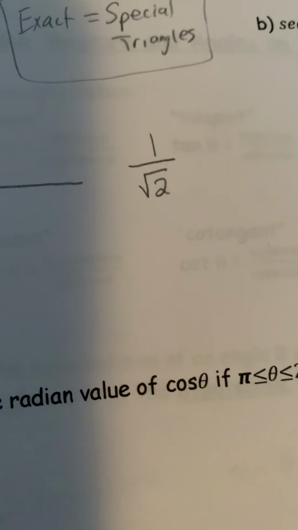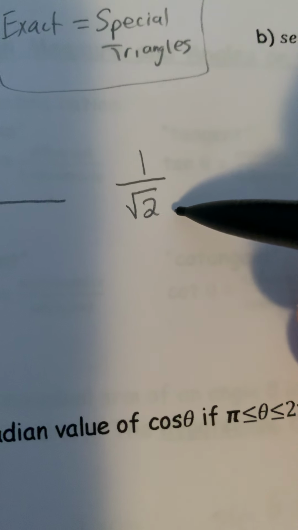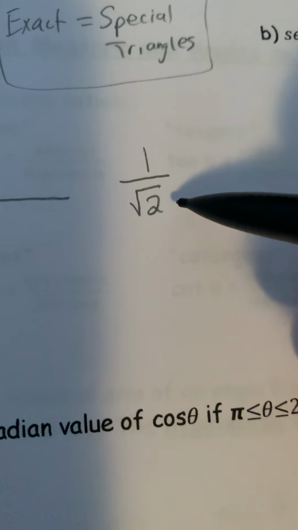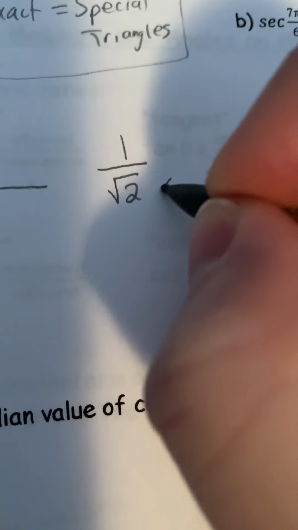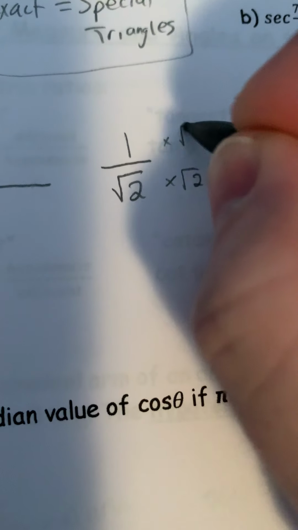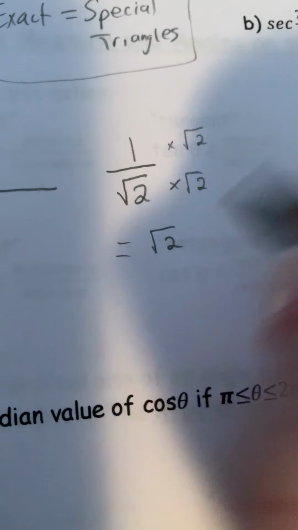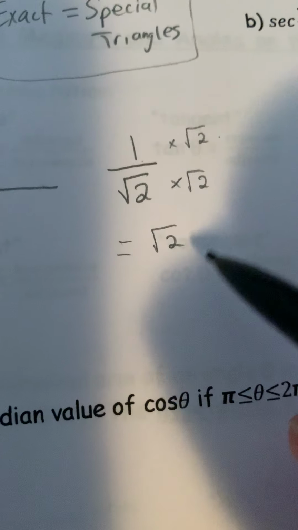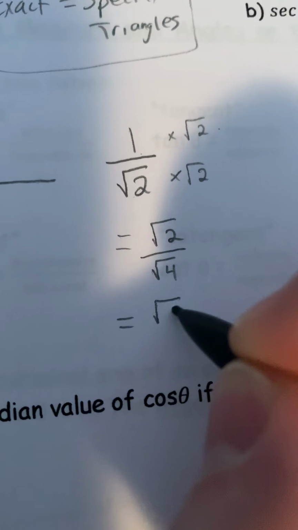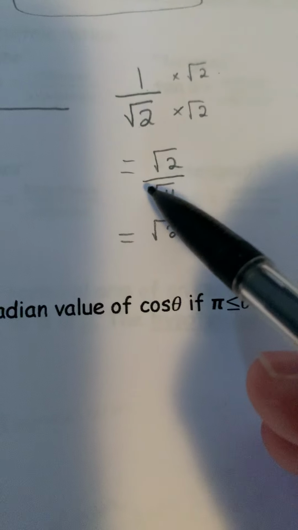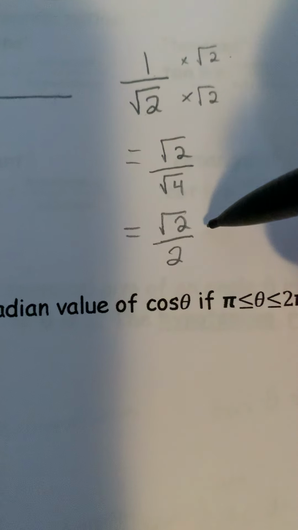I'm not sure if you remember doing this in grade 11, but we have a radical in the denominator, and we don't want a radical in the denominator. So we have to get rid of this radical, and the way you do it is you multiply by itself. We multiply by root 2. In the numerator, 1 times root 2 is root 2, and root 2 times root 2 is root 4. The square root of 4 is 2. So our final answer is root 2 over 2.